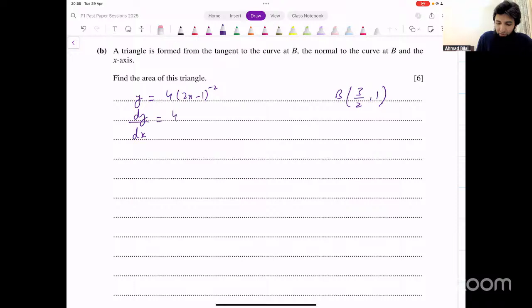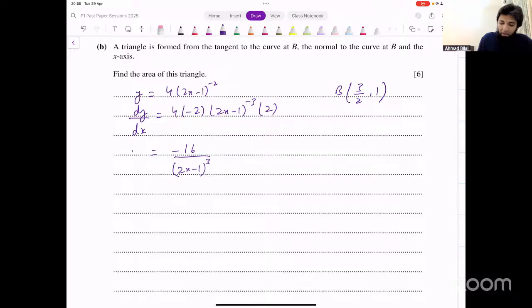What does that turn out to be? 4 remains as it is. We multiply by the power. We subtract 1 from the power. It becomes minus 3. We multiply by the derivative of what is inside. Simplify this, and that gives us minus 16 over (2x minus 1) whole raised to power 3. That's the derivative.